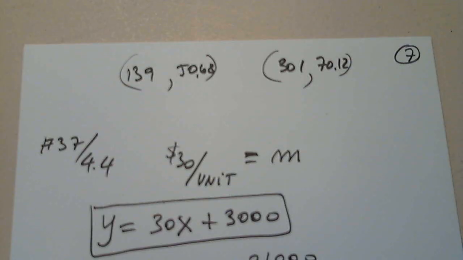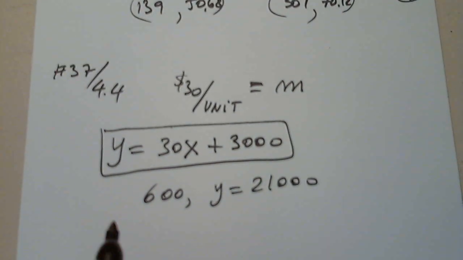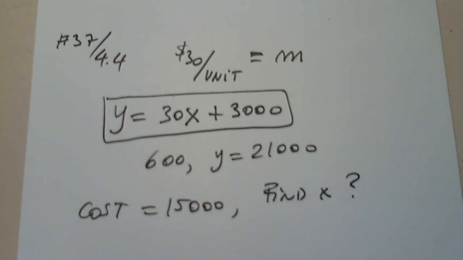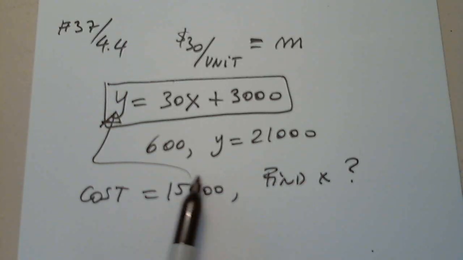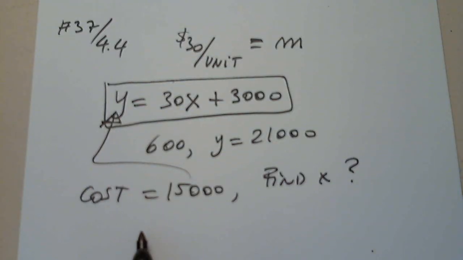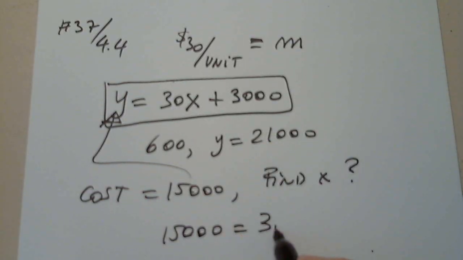If the total cost was 15,000, how many calculators were manufactured? Now they're telling us the cost is 15,000. Find x. How do I do that? 15 minus 3,000 and then 12,000. Exactly. Divided by 30. Exactly. So what I have to do this time, for part B, I was given x and I was asked to find y. But for part C, I'm given y, which is 15,000. And I have to find x.